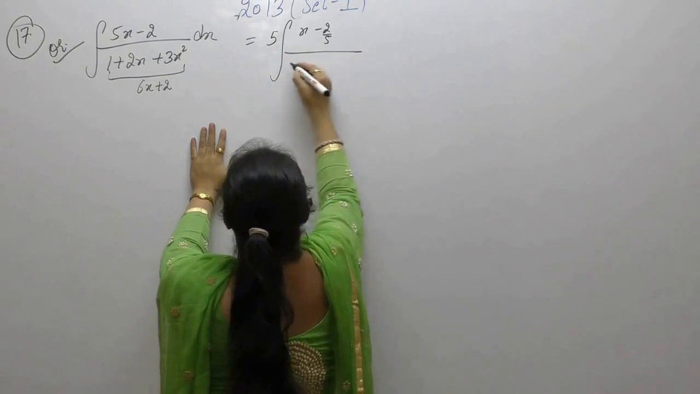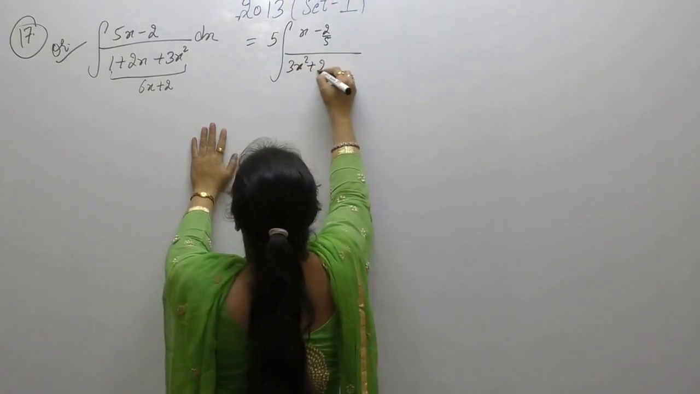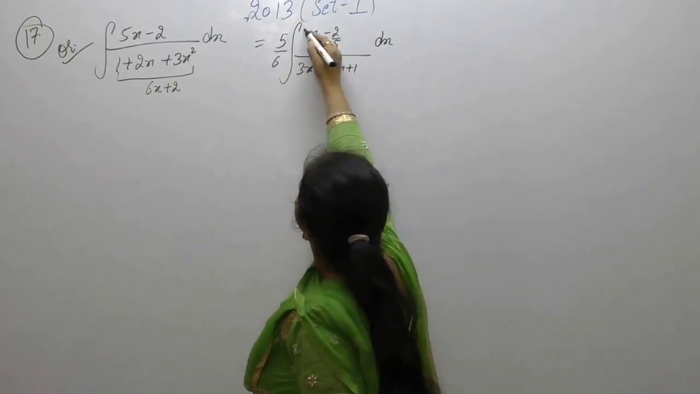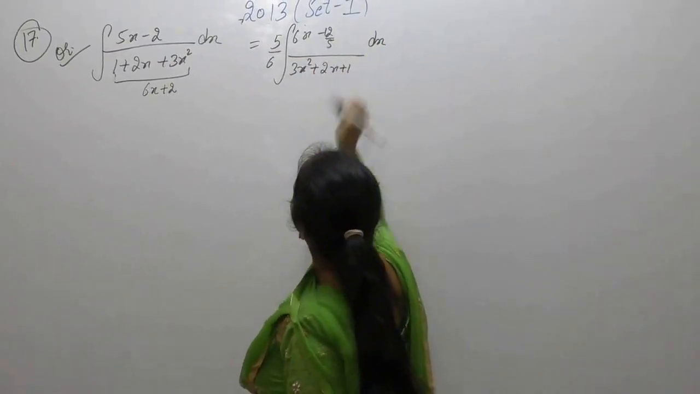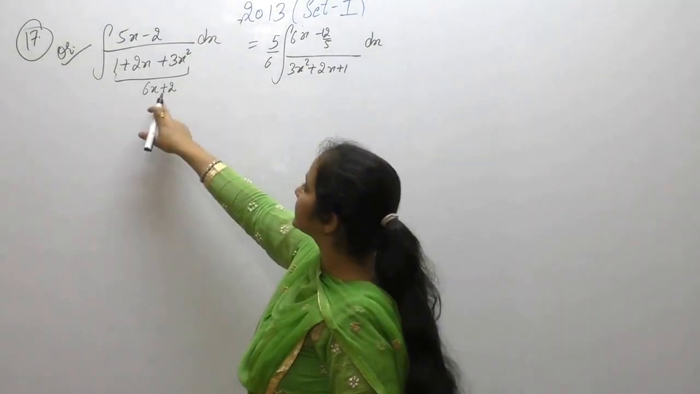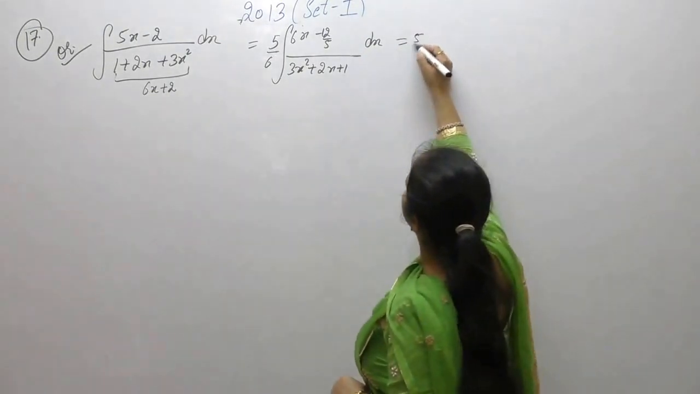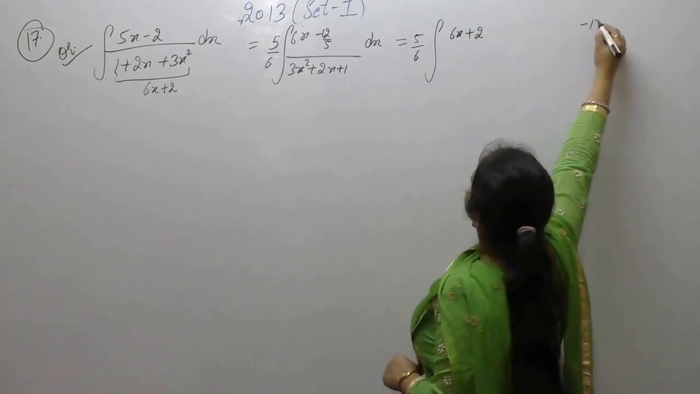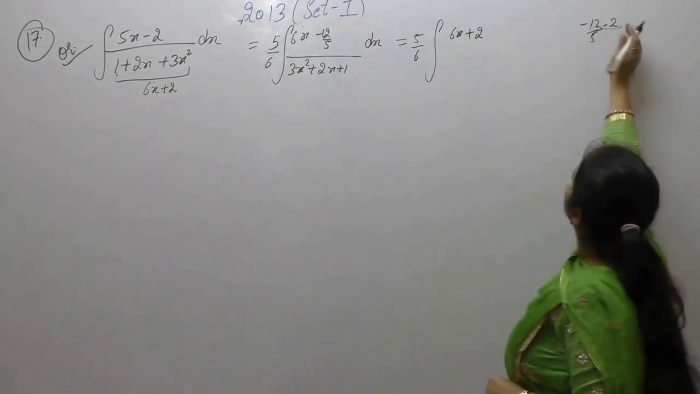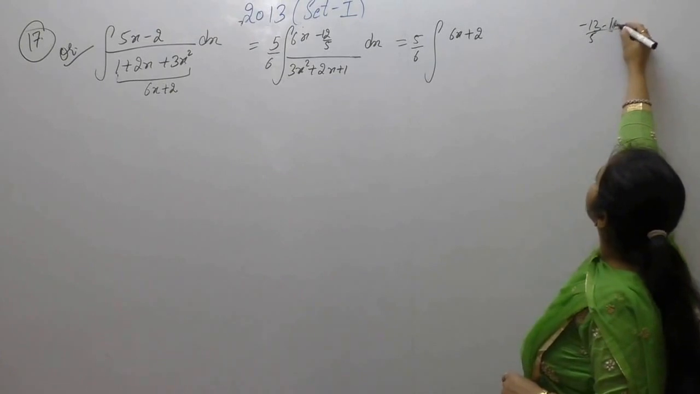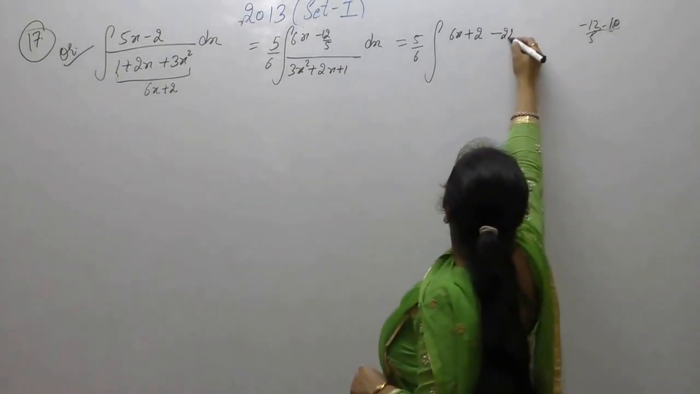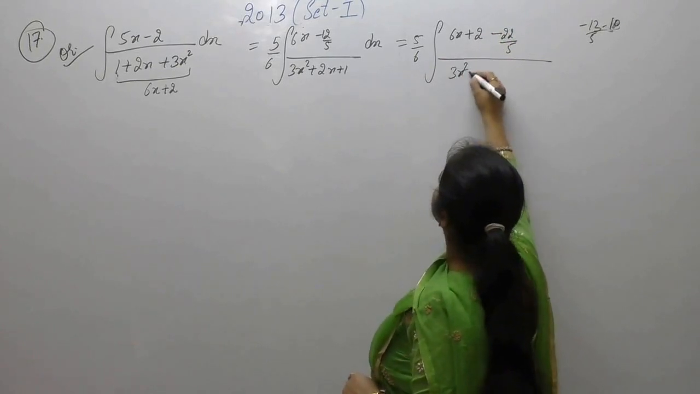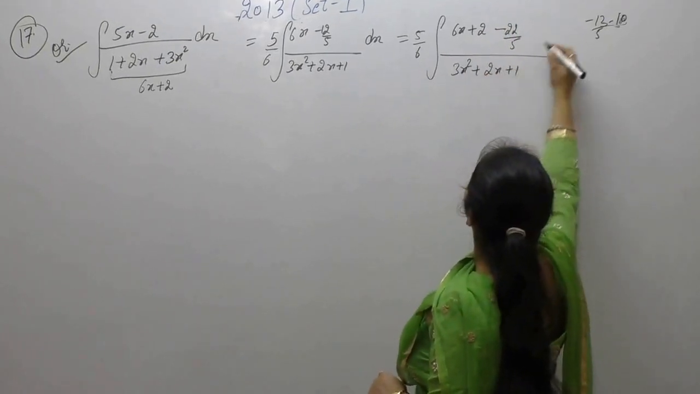x minus 2 by 5. To get 6x, multiply it by 6. 6 into 2 is 12. For 6x plus 2, add and subtract 2 in the numerator: 6x plus 2 minus 12 by 5 minus 2. 5 into 2 is 10. So that is minus 22 by 5 upon 3x square plus 2x plus 1.